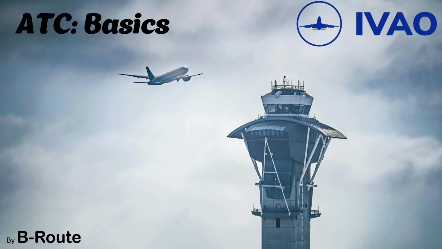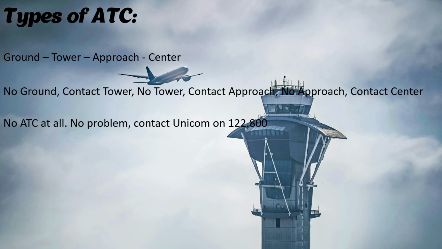Okay, let's start. We have four types of ATC: ground, tower, approach, and center. There's a basic rule. If there's no ground, you contact tower. If there's no tower, you contact approach. If there's no approach, you contact the center. If there's no ATC at all, just contact Unicom on 122.8. Unicom is basically a frequency where there's no ATC.